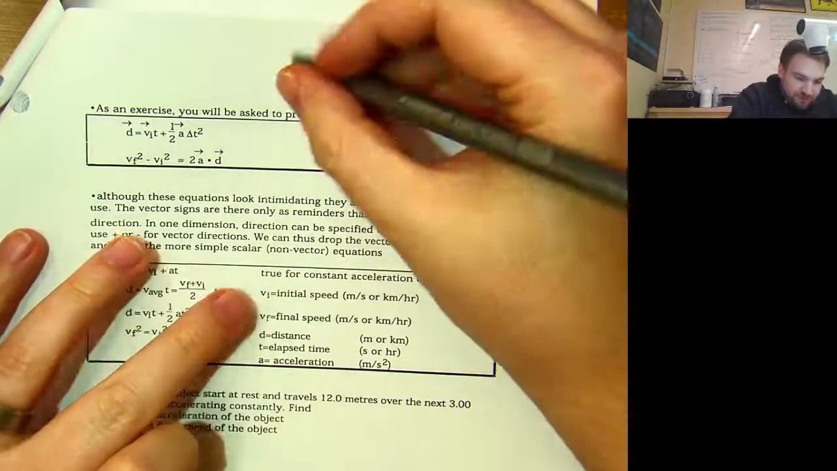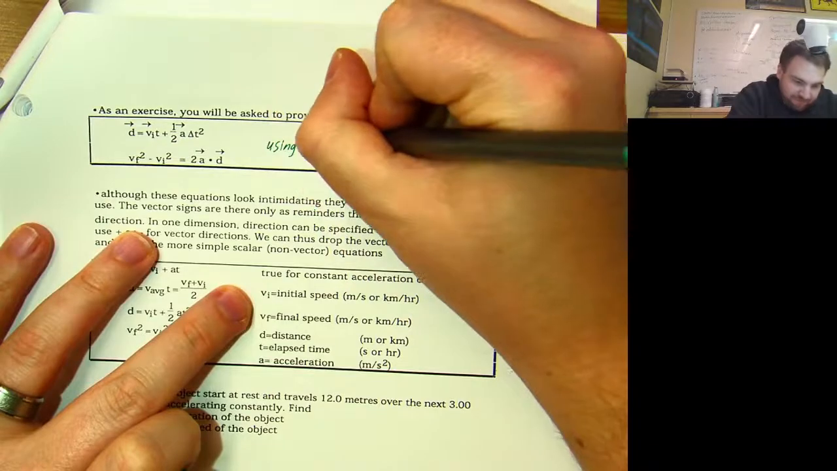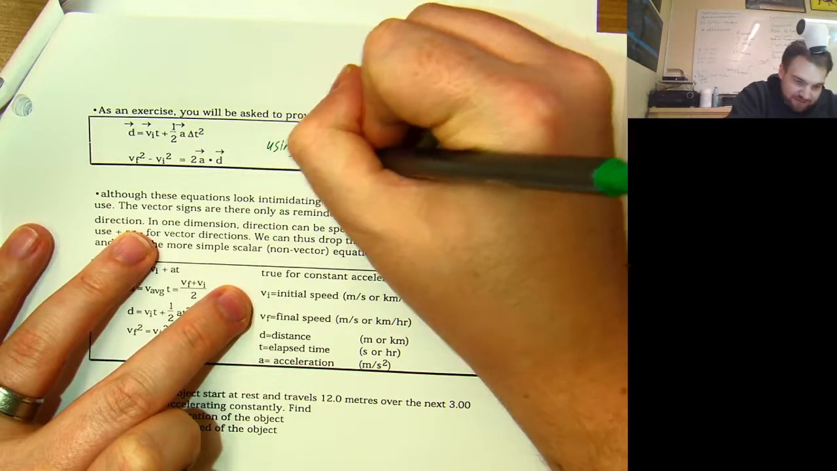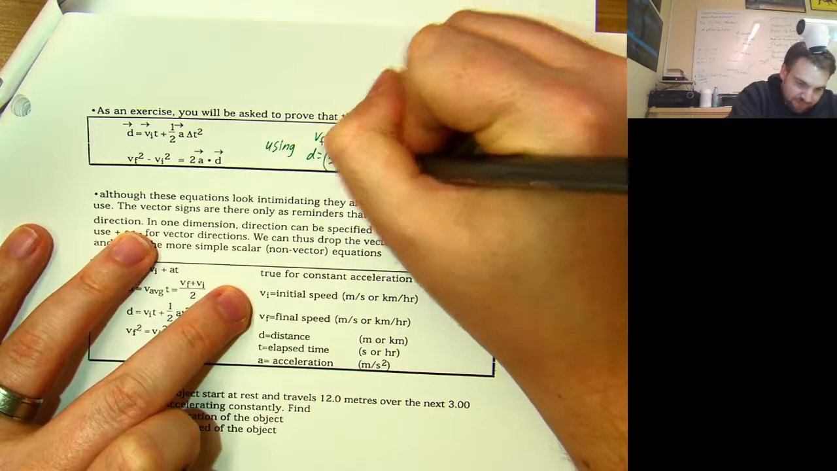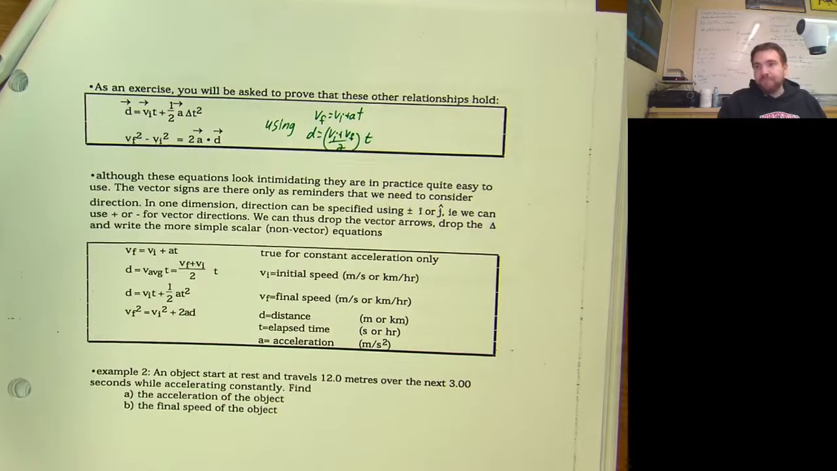You're going to use VF equals VI plus AT and D equals VI plus VF over 2. You're welcome to do that on your own as an exercise if you'd like. If you want to see it, come on in and I can show that to you, but otherwise you're on your own.